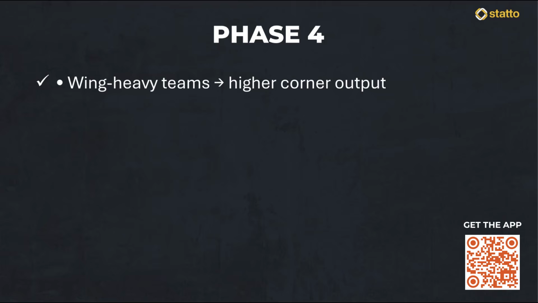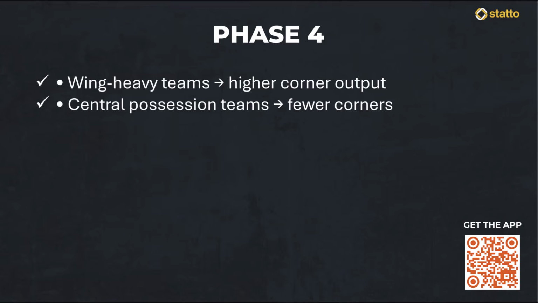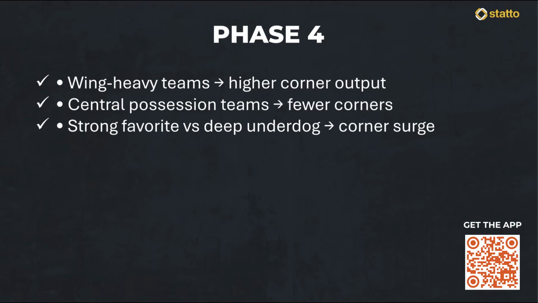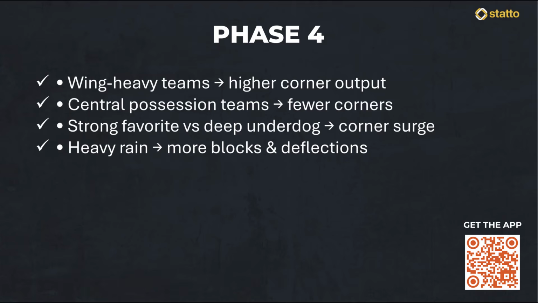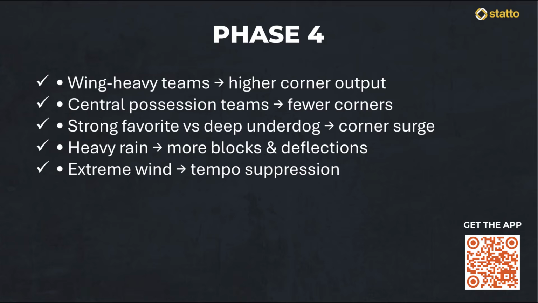On top of the style, we have to consider the game script. If one team is a massive favorite, they are likely to dominate territory, while the underdog will probably defend deep in their own box. This often drives corner volume up as the favorite hurls crosses and shots at a crowded defense. We even take a quick look at the weather. Heavy rain often leads to more slipped tackles and blocked shots, which can actually increase corners, whereas extreme wind can sometimes slow the game's tempo down. We aren't making huge changes to our numbers here, but these small professional adjustments ensure that our mathematical projection is aligned with the tactical reality of the match.